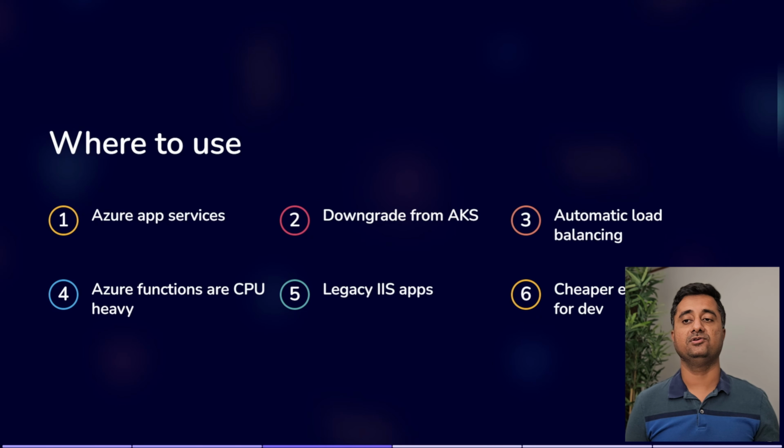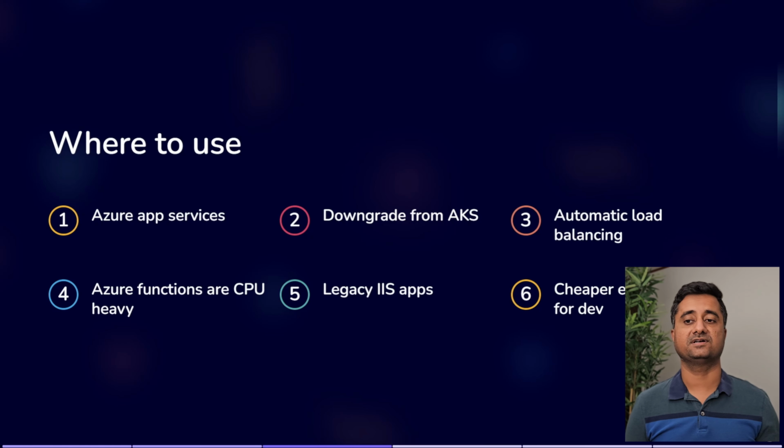So where all can you use this? The first one is Azure App Services. Wherever you have an app service to run a small website or a service or a web service or an API endpoint, you could use that. And if you're planning to downgrade from AKS to a lightweight container ecosystem, then you could use that. The third one is wherever you're using load balancing, Azure Container Apps automatically handles that for you.